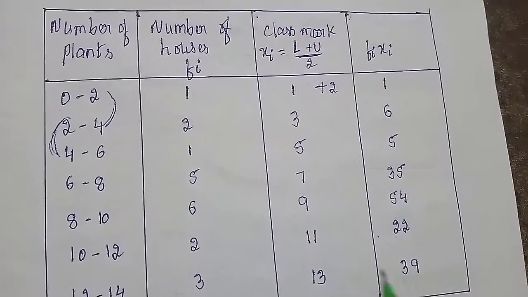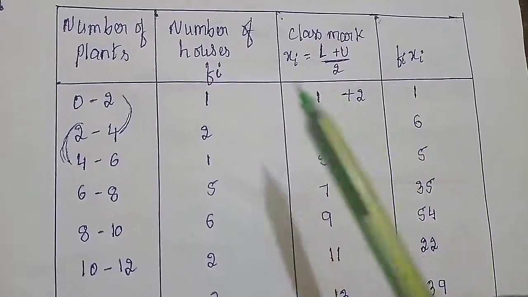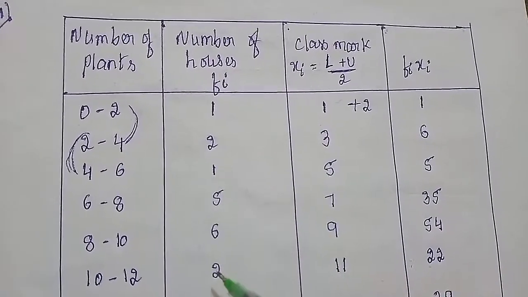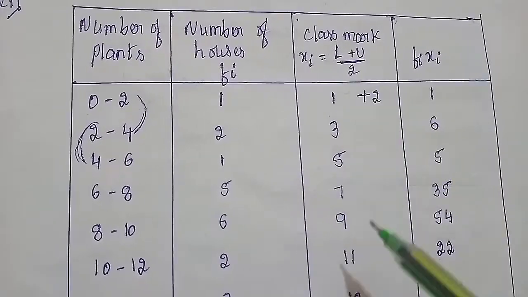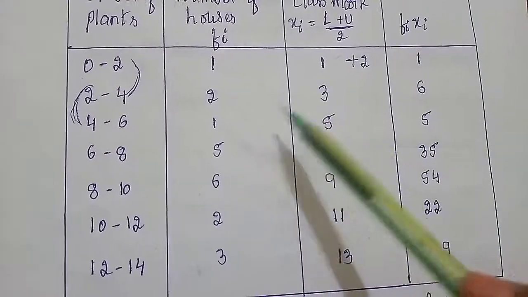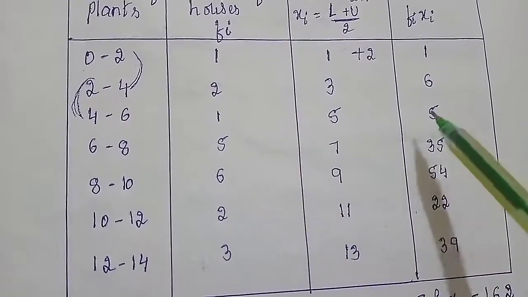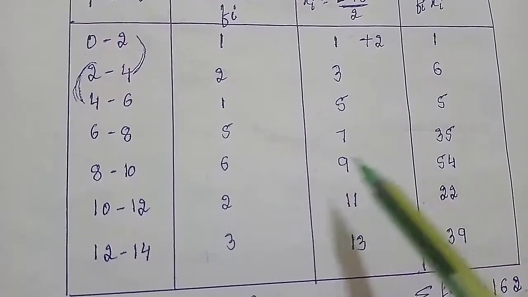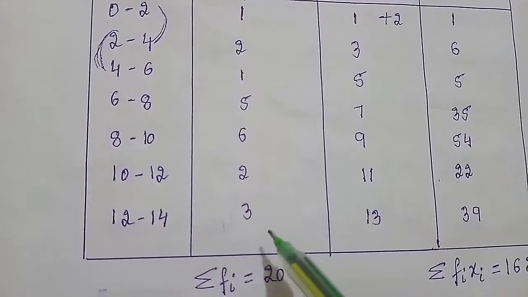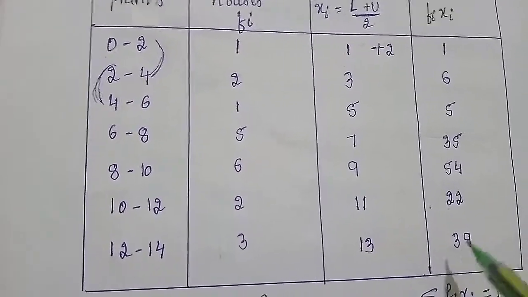Then what is the next column for direct method? fi xi. So we need to multiply the frequency column and the class mark column. Let us multiply: 1 into 1, 1. 2 3s are 6. 1 5s are 5. 5 7s are 35. 9 6s are 54. 2 11s are 22. 3 13s are 39.